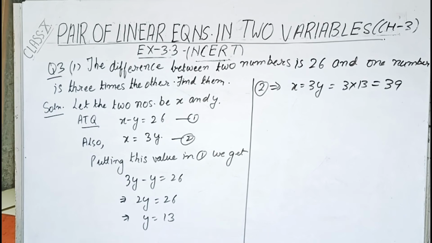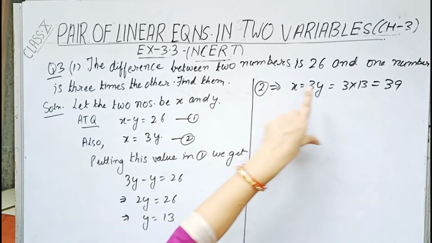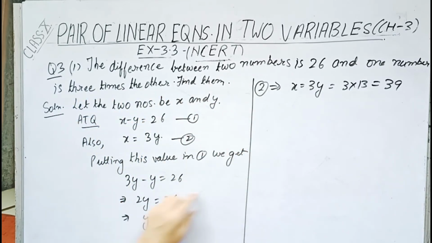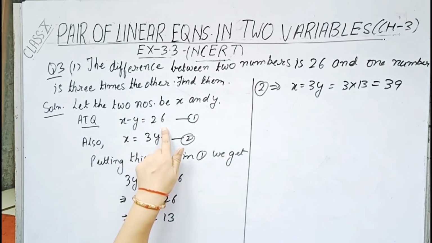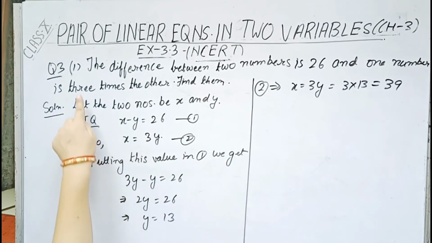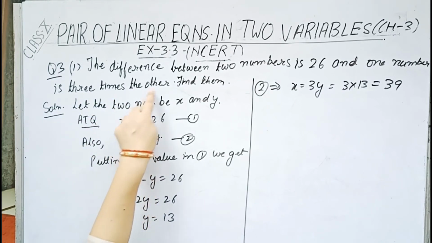Question number 3 says: form the pair of linear equations for the following problems and find their solution by the substitution method. Subpart number 1: the difference between two numbers is 26 and one number is 3 times the other, find them. I think its solution is easy. Let the two numbers be x and y. Difference is given as 26, so x minus y equals 26. Also it is given that one number is 3 times the other.